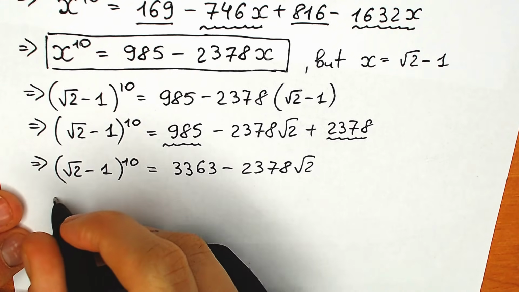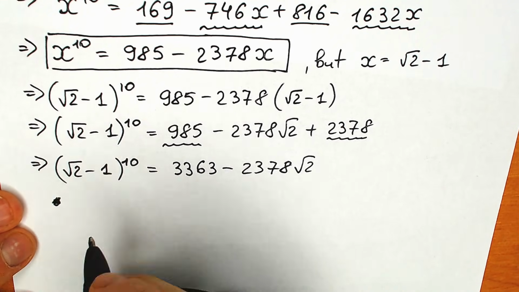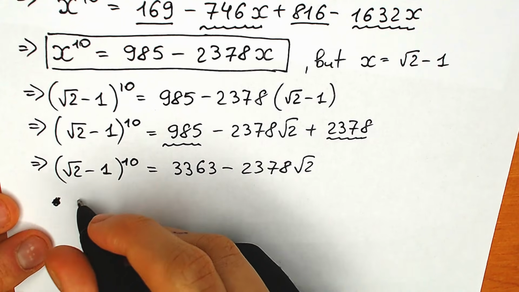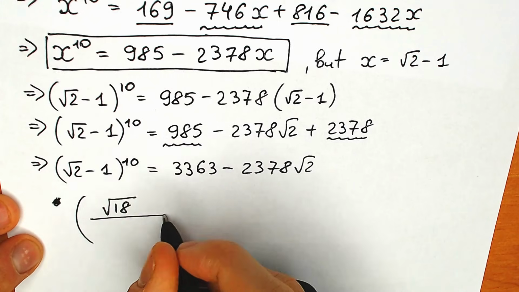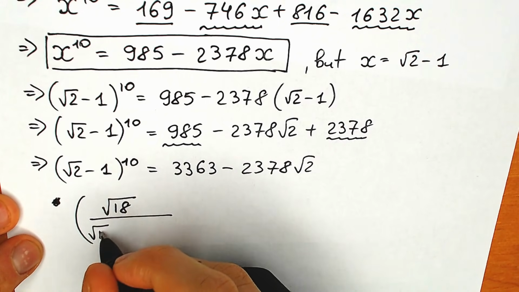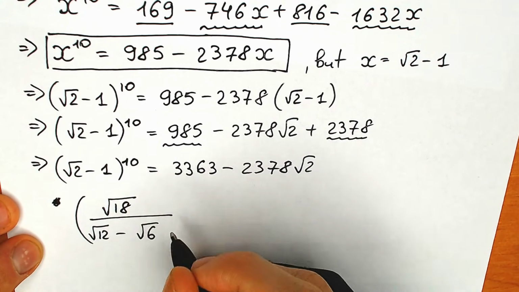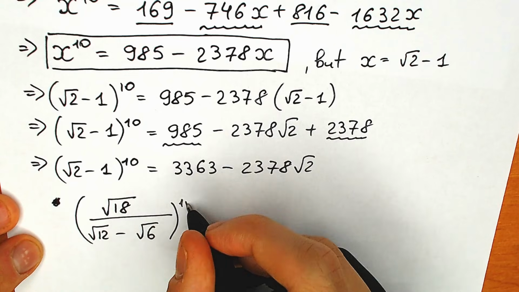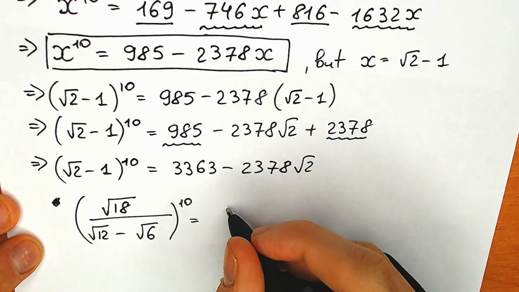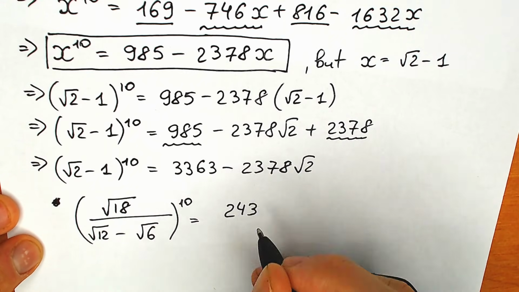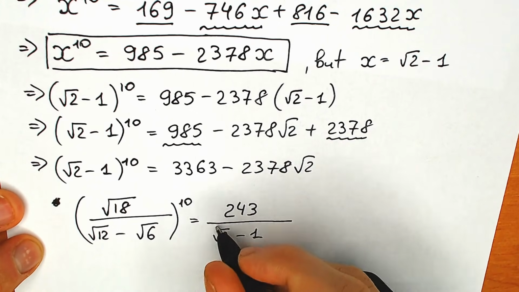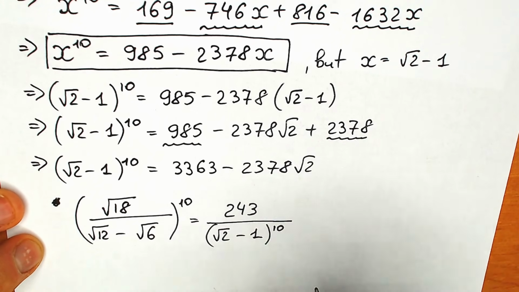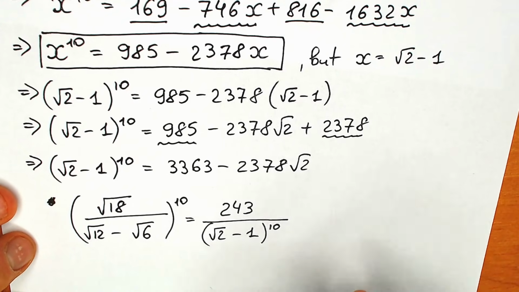So that's why right here in this step I'm going to group all the information together. Our question from the beginning looks like that: square root of 18 over square root of 12 minus square root of 6, raised to the power 10. And as a previous step, we had the next line equal to 243 over square root of 2 minus 1 to the power 10. If you missed this line, you can easily scroll to the beginning.